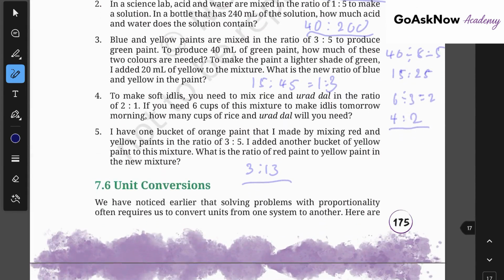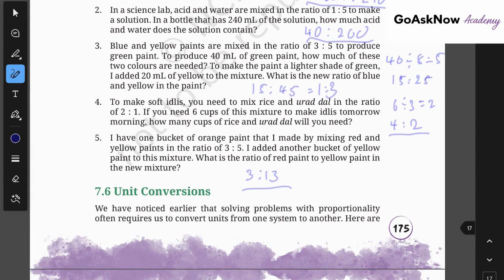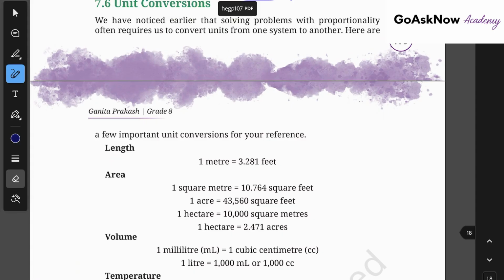Next, 7.6 unit conversions. We have noticed earlier that solving problems with proportionality often requires us to convert units from one system to another. Here are a few important unit conversions for your reference. Length: 1 meter equals 3.281 feet. For the area, 1 square meter equals 10.764 square feet.